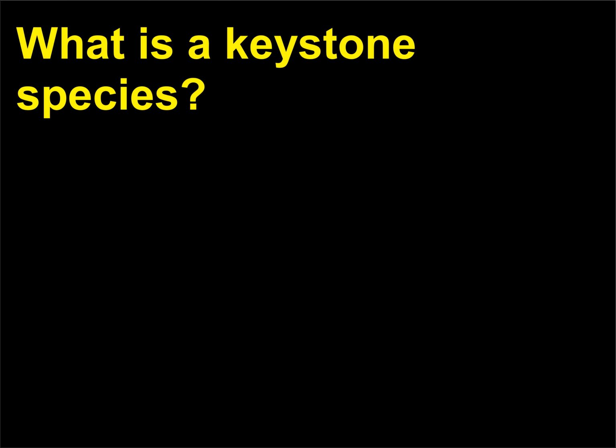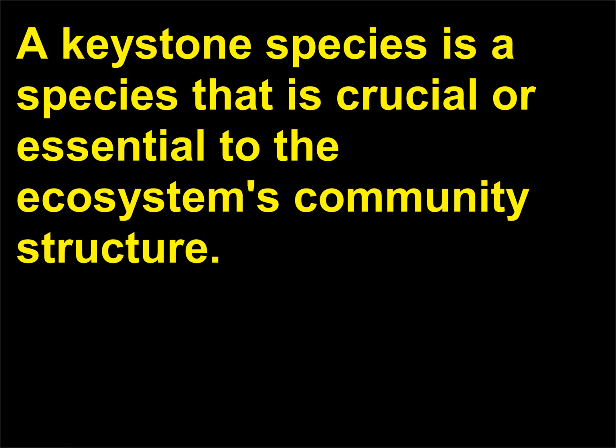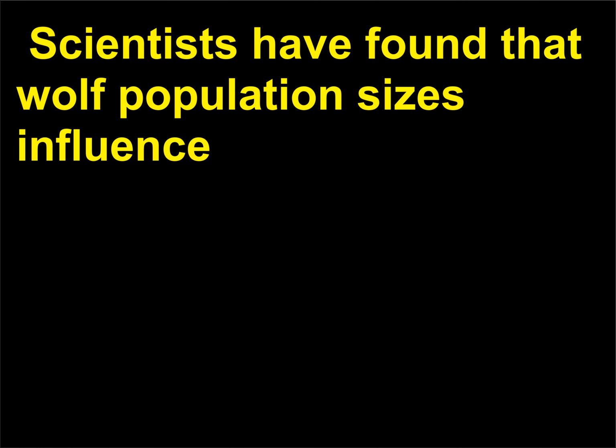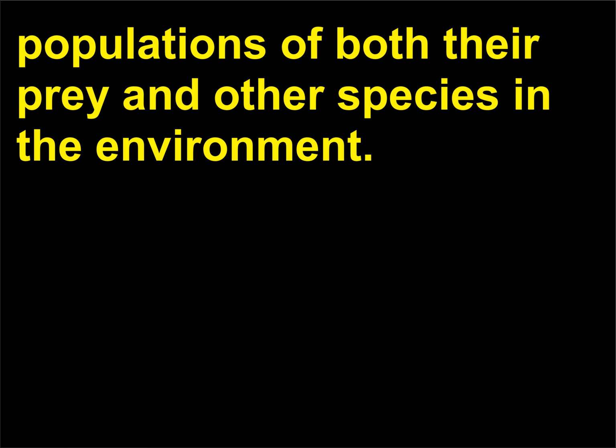What is a keystone species? A keystone species is a species that is crucial or essential to the ecosystem's community structure. Originally, a keystone species was always thought to be the top predator, such as the gray wolf. Scientists have found that wolf population sizes influence populations of both their prey and other species in the environment.